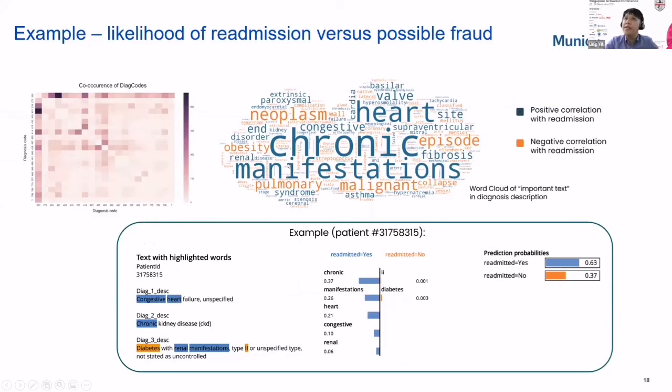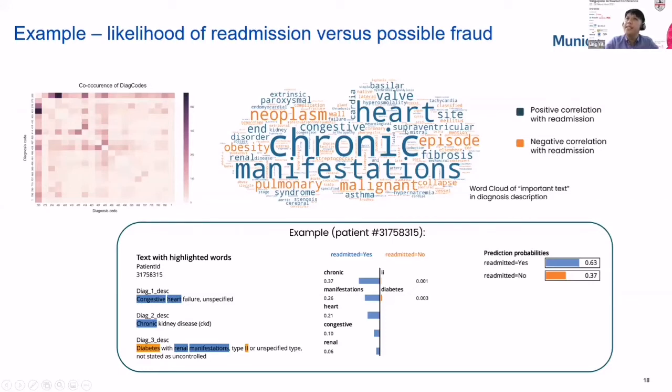Because now we are handling the healthcare data set, we have the diagnosis description, so we can do text-based processing and text-based predictive modeling. Looking at this word cloud here, the blue text signifies a positive correlation with admission to the hospital, whereas on the other side, the orange, all this malignant, pulmonary neoplasm, has a negative correlation to the admission.